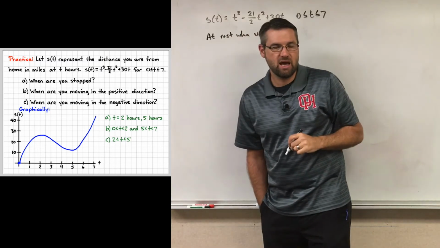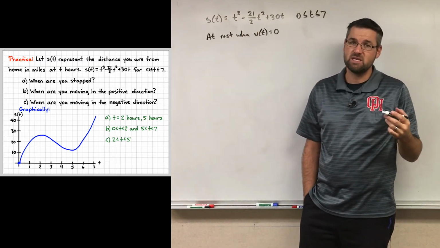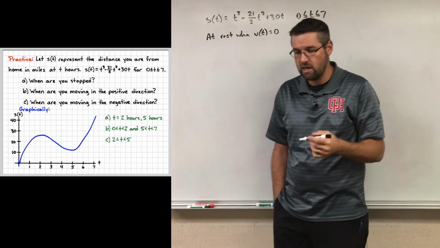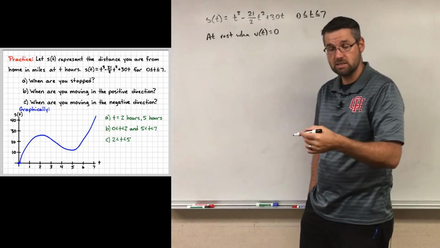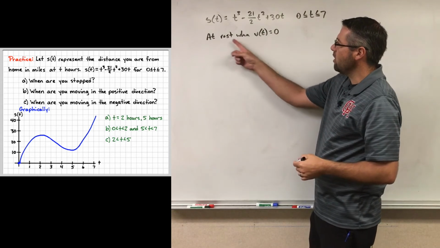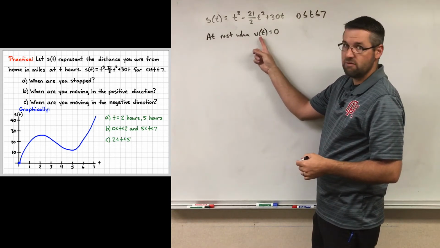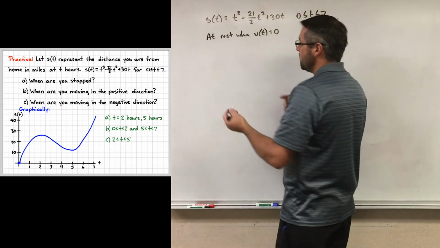When are we moving to the left? We're moving to the left when v of t is negative. When are we moving to the right? We're moving to the right when v of t is positive. So the bottom line is it all depends on the velocity. So what I need to do is figure out the velocity.